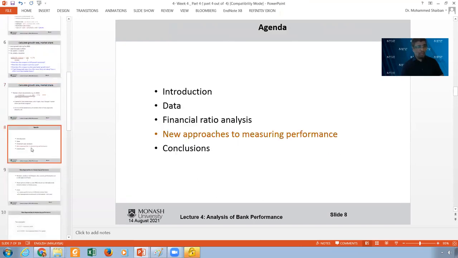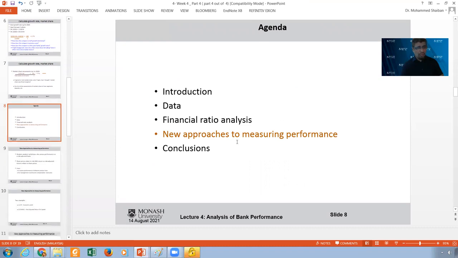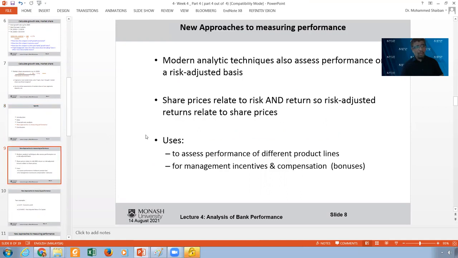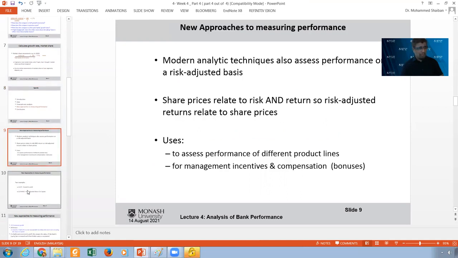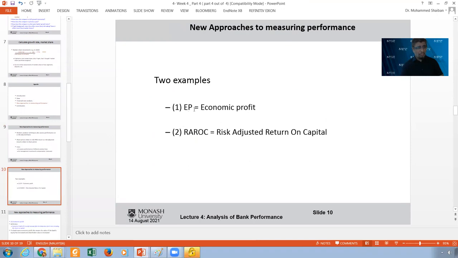Now, let me move to the new approaches. As I told you, new approaches are for measuring performance. And we have two of them: the EVA, which is the economic profit, and the RORAC, which is the risk-adjusted return on capital.